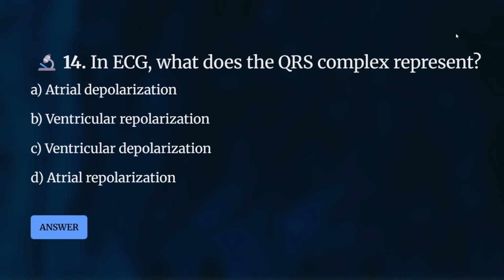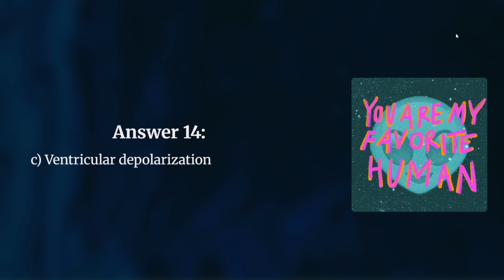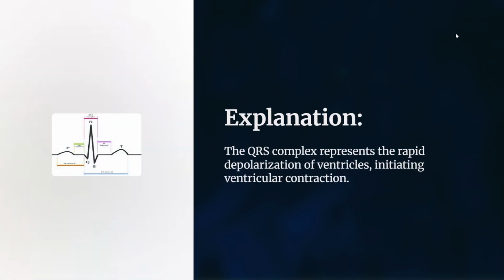Question number 14. In ECG, what does the QRS complex represent? Options are A. Atrial depolarization, B. Ventricular repolarization, C. Ventricular depolarization, or is it D. Atrial repolarization? And the QRS complex represents your ventricular depolarization. The QRS complex represents the rapid depolarization of ventricles, initiating ventricular contraction.